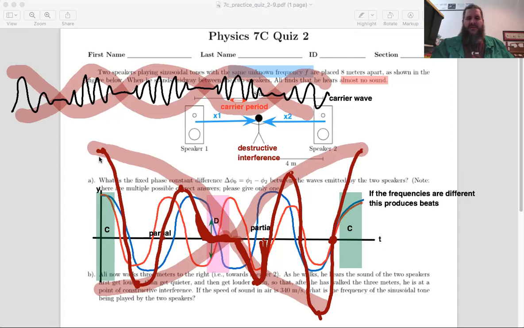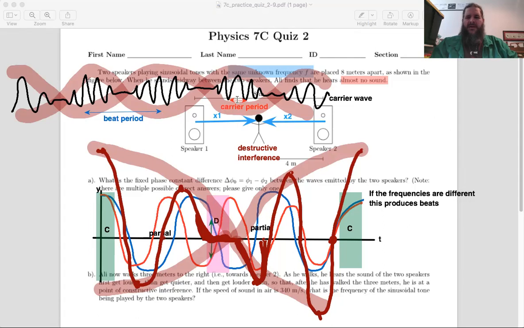These beats themselves are repeating, right? We're going from loud to quiet to loud to quiet to loud to quiet. So if you measure the amount of time from loud time to loud time, that's also a period. It's not the period of the wave itself, but it's what we call the beat period.